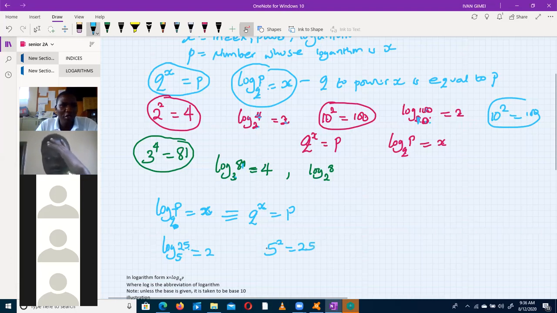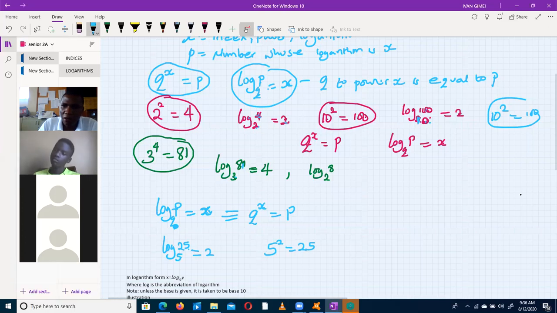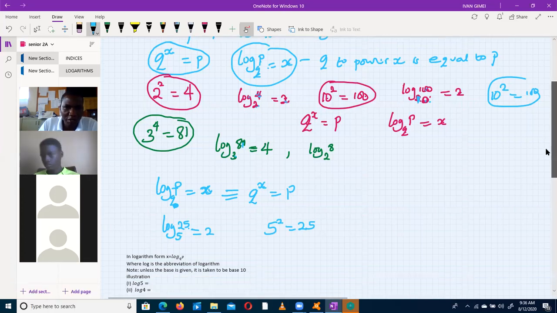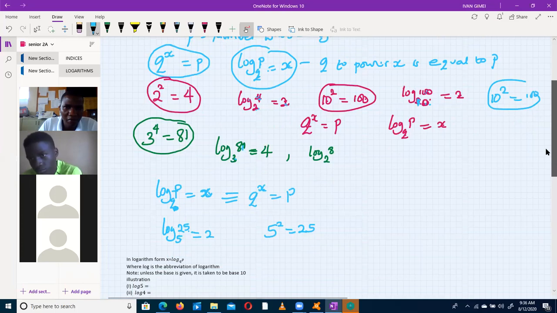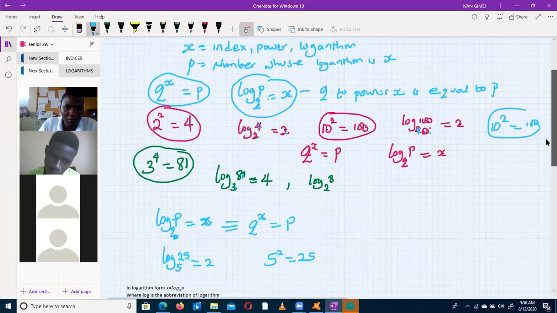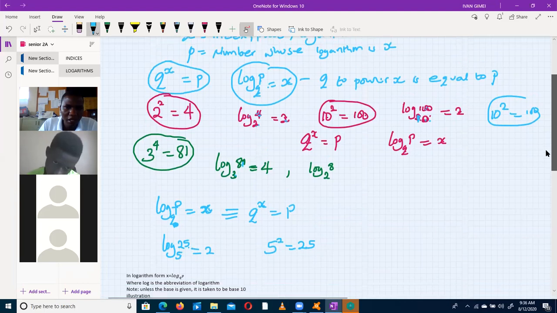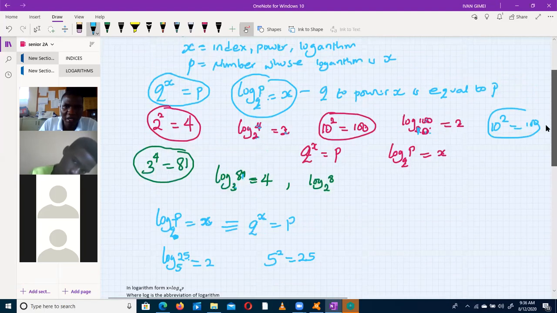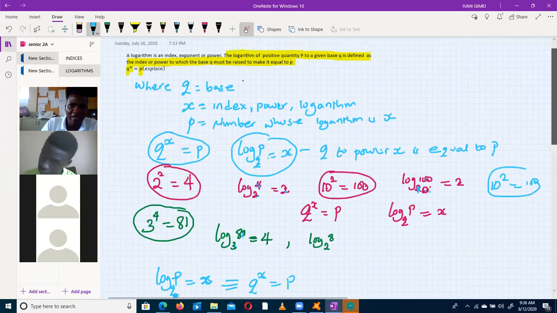So you notice that in logarithm we have just a special case of indices here. So any questions so far before we proceed? Any questions here before we proceed? So far, we're just defining the term logarithm.